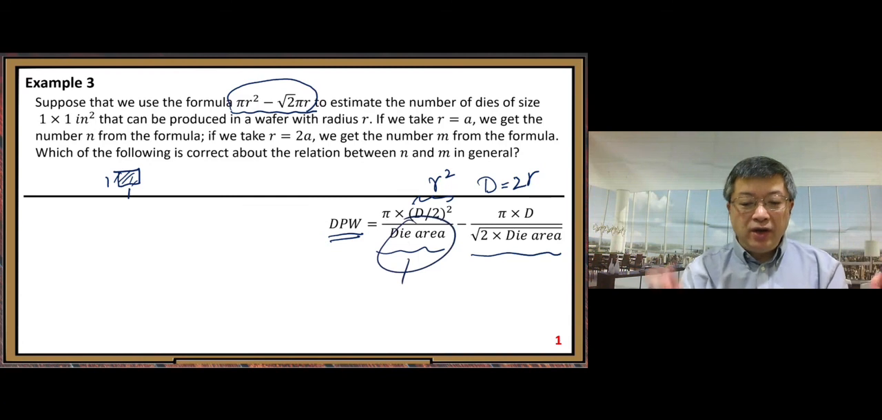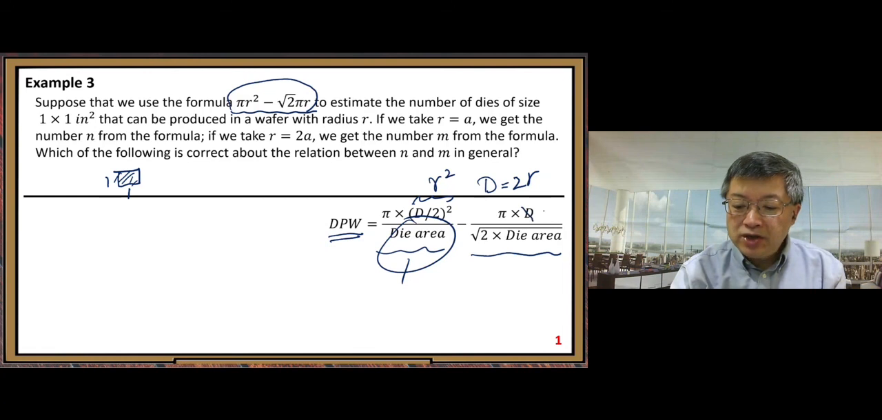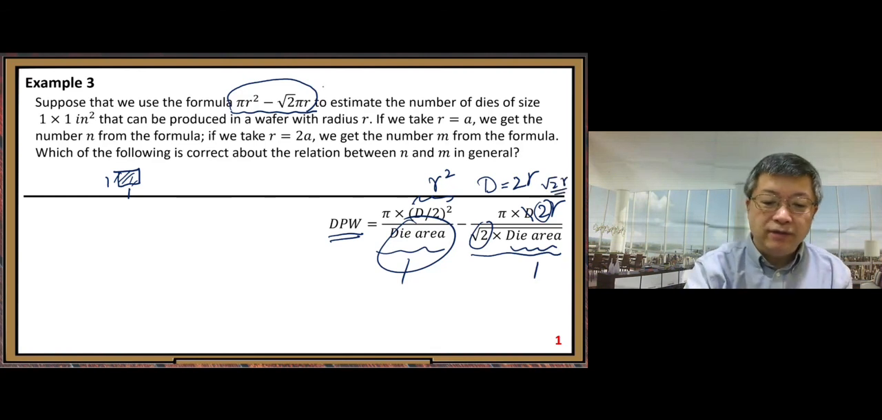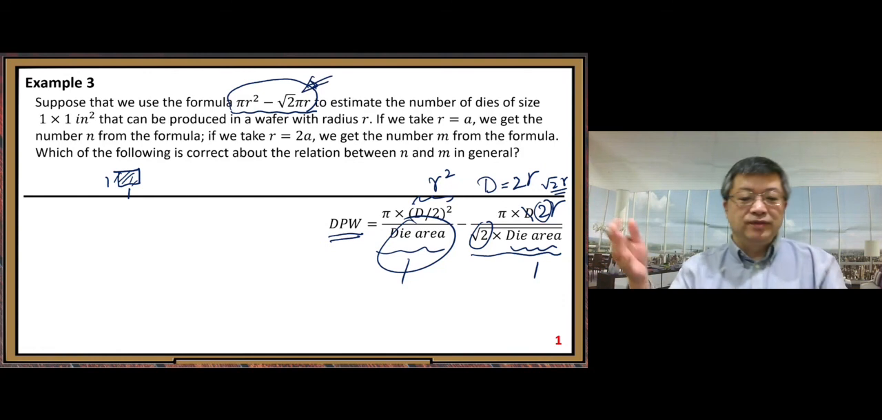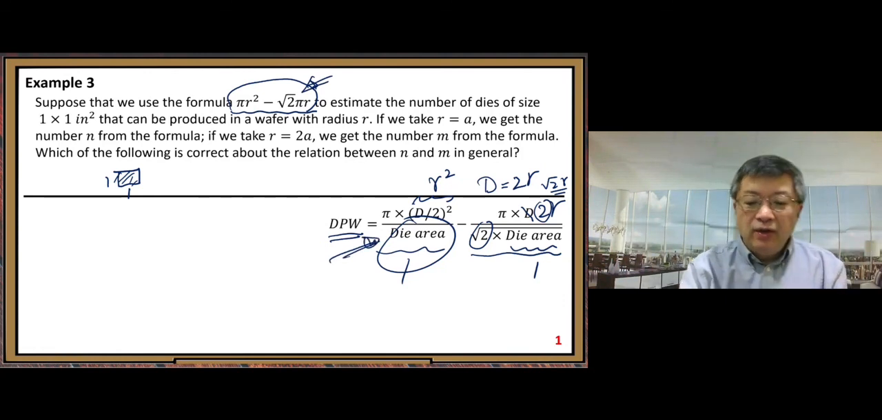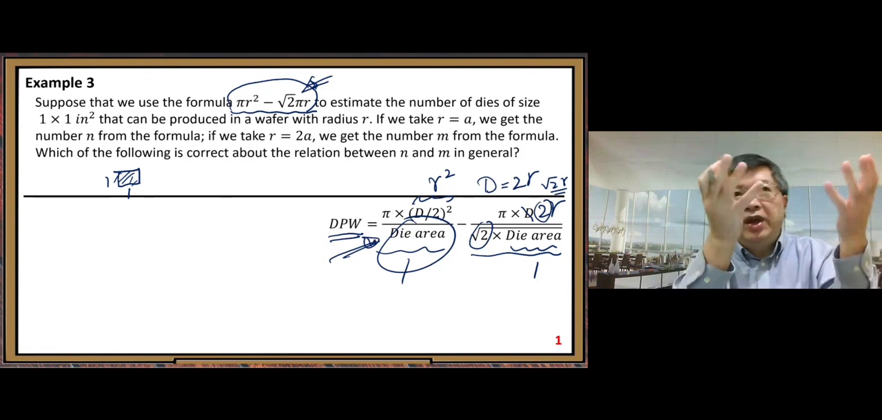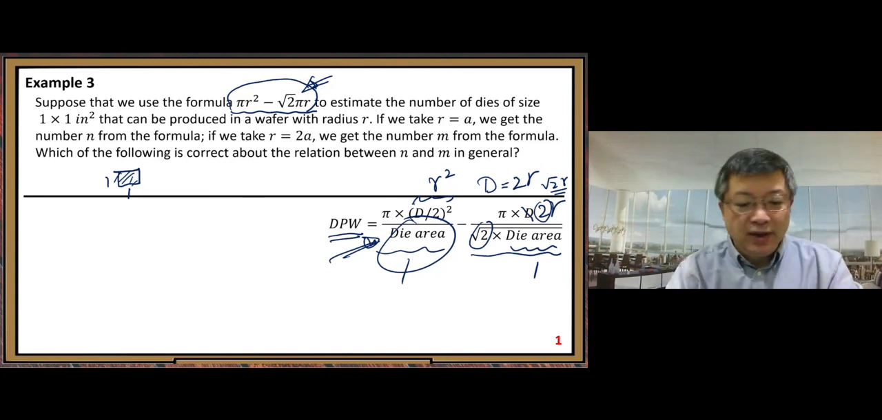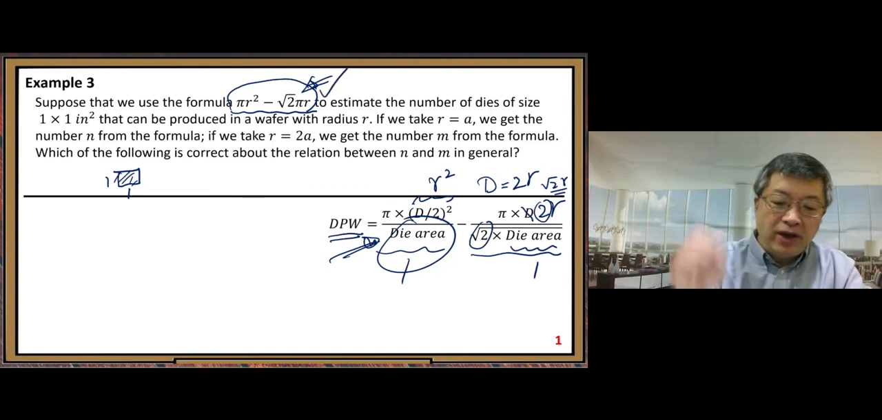So the denominator for the first term is gone. Then here, replace D by 2r, so with die area 1, 2 over root 2, you get square root 2 times r. So after we simplify the original formula with the given information, we get a simplified formula. That's the reason. Now we just use this formula directly.